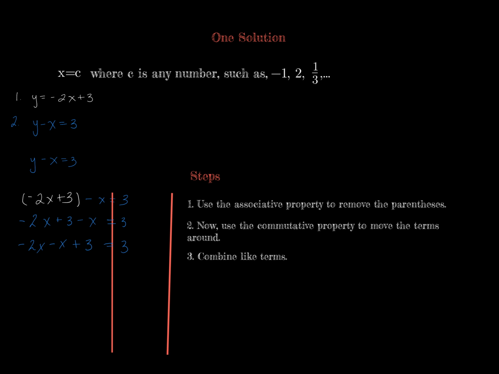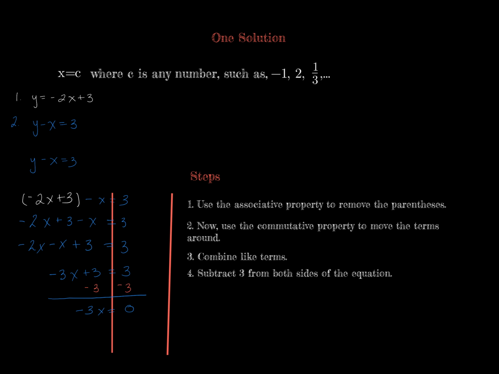For step 3, we want to combine like terms. -2x minus x are in the same team, so we add them. -2x minus x gives us -3x. So now we have -3x plus 3 equals 3. Remember, our goal is to isolate the variable, so we'll subtract 3 from both sides of the equation. So the 3 cancels, and we get -3x equals 0.